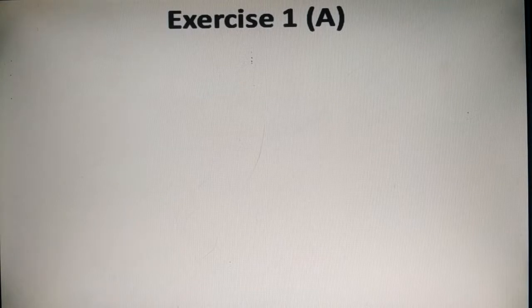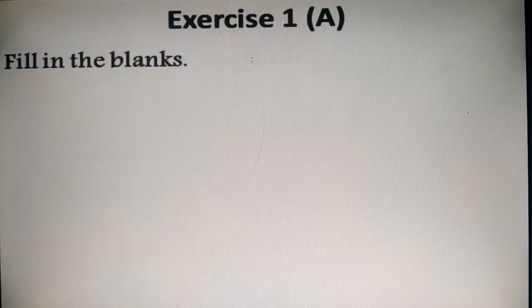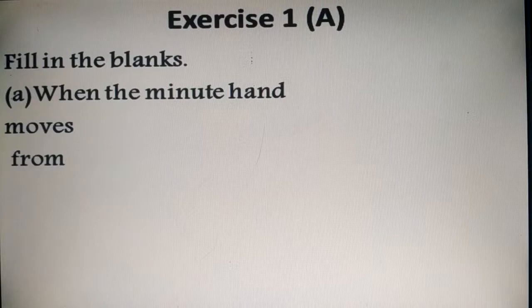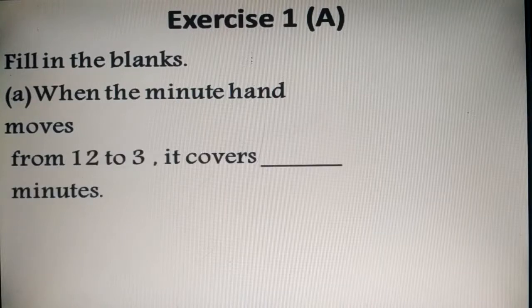In exercise 1A, there is fill in the blanks. Let's do fill in the blanks first. A. When the minute hand moves from 12 to 3, it covers dash minutes. It covers 15 minutes.